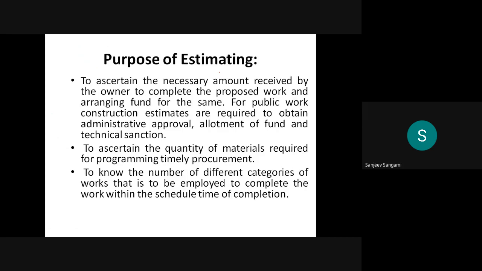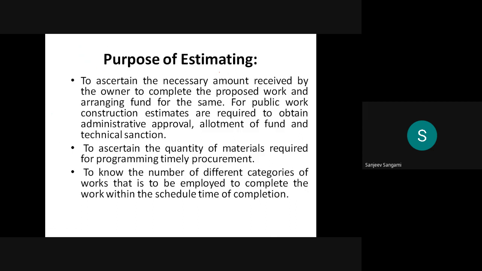So what is the purpose of estimating? The first purpose is to ascertain the necessary amount required by the owner to complete the proposed work and to arrange the fund for the same. For public works, construction estimates are required to obtain the administrative approval, the allotment of funds, and technical sanctions. That is the first purpose of why the estimate has to be prepared.